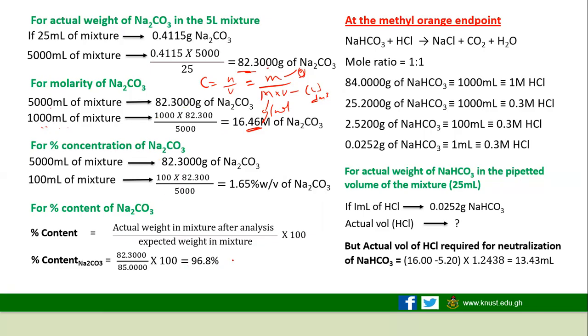So if I'm using the formula, the C is equal to M over M times V. Then I'll have, what's the mass? The mass is 82.3, right? All over. Now, what is the molar mass? The molar mass of carbonate is 106 times the volume. What is the volume? The volume in liters will be just 5 liters, right? Good. So let me punch this in my calculator and see.